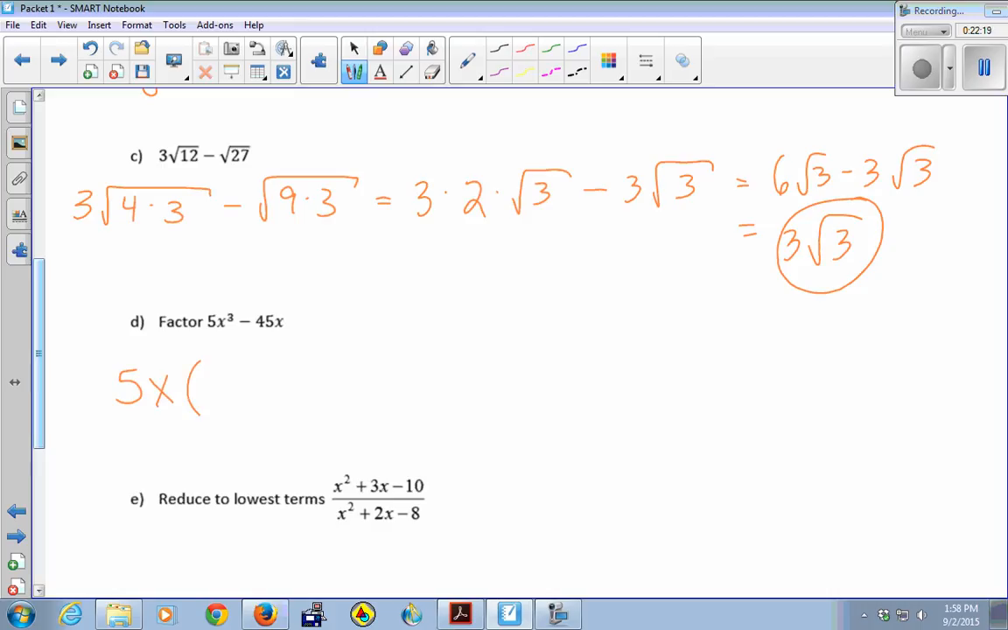So this is like reverse distributing, right? So if I was going to distribute this 5x to something, what has to be the first term? 5x times what would give you 5x cubed? X squared, right? And 5x times what would give you negative 45x? Negative 9. But then what's really special about x squared minus 9?